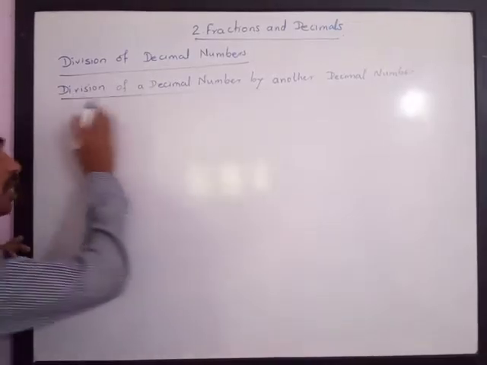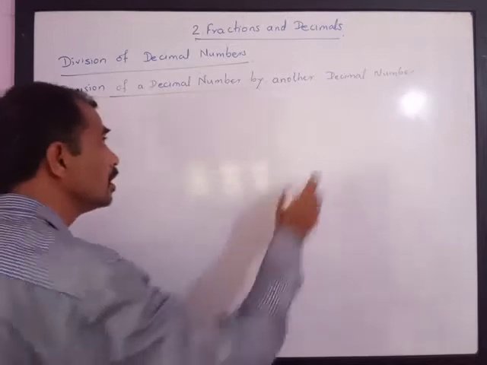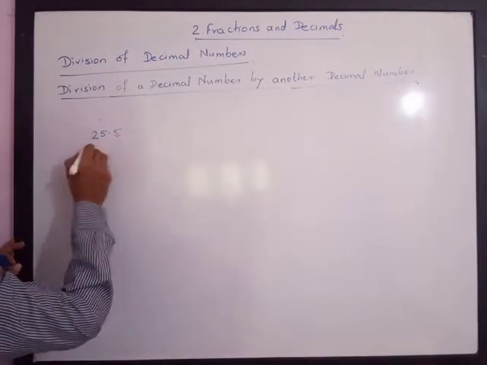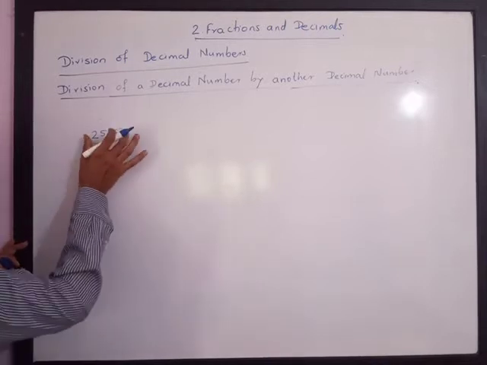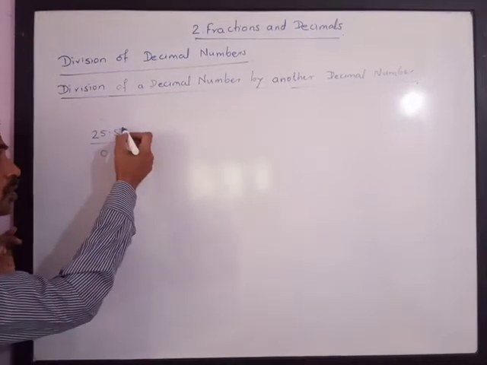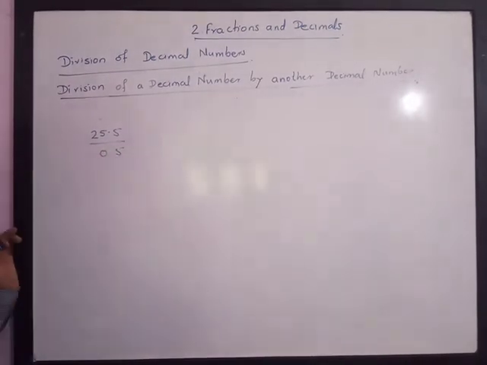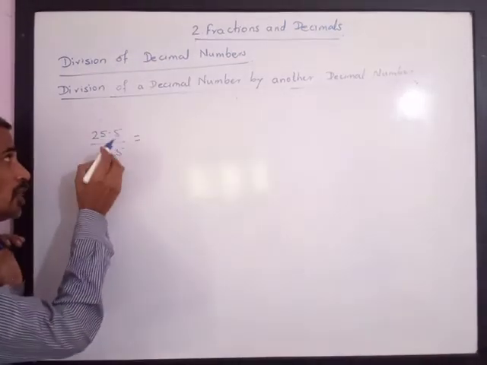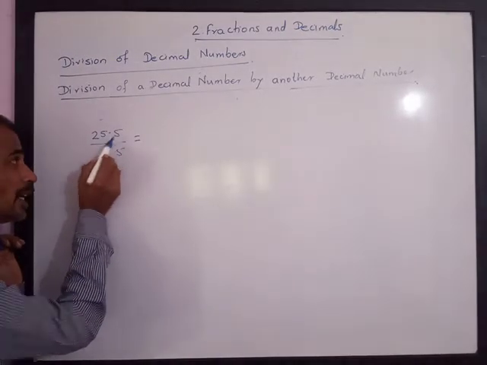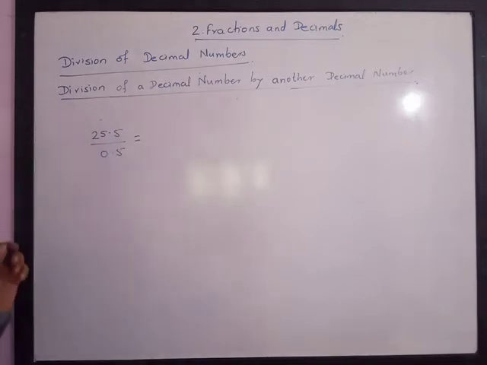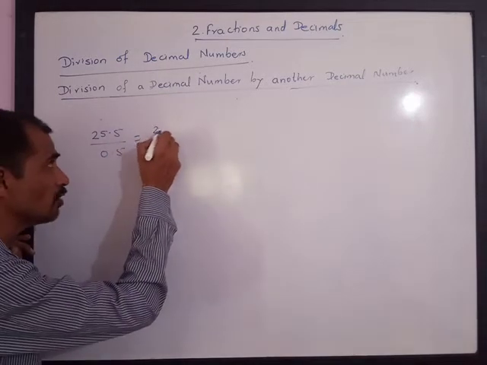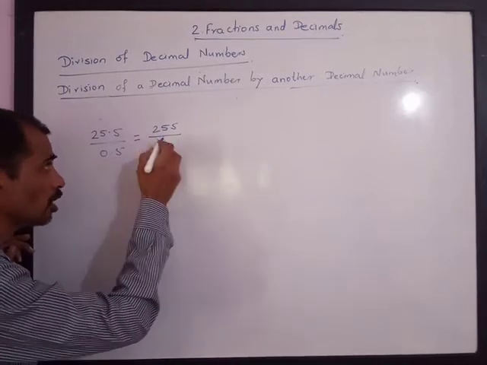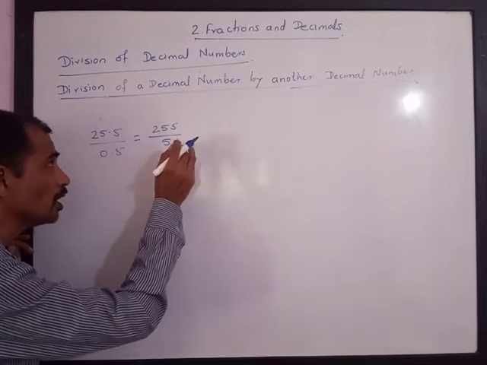Next point is division of a decimal number by another decimal number. Take example 25.5 divided by 0.5. Please note here, the numerator is also a decimal number, the denominator is also a decimal number. Now if you want to divide such numbers, then what do we have to do? We have to shift the decimal point in the numerator as well as the denominator an equal number of places. Equal number of places means if you are shifting the decimal point one place to the right side, then in the denominator also you have to shift one place to the right side.